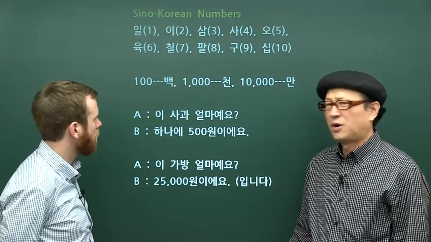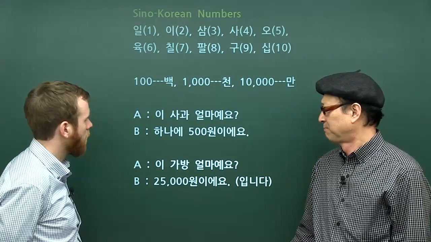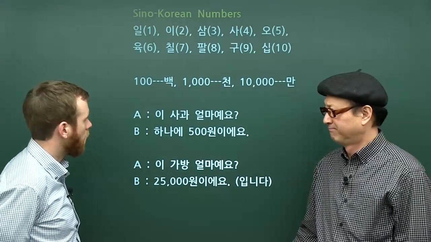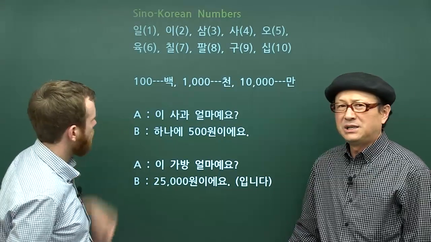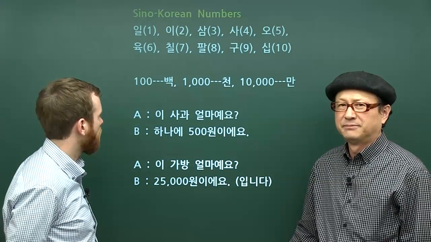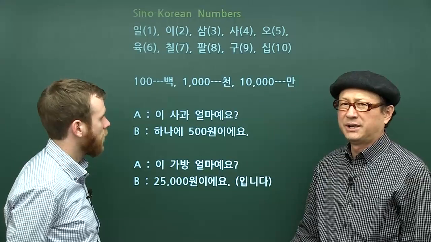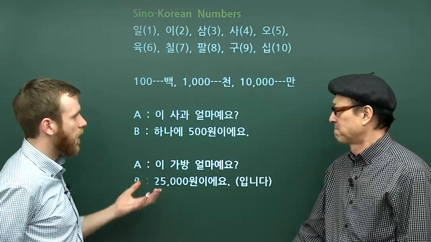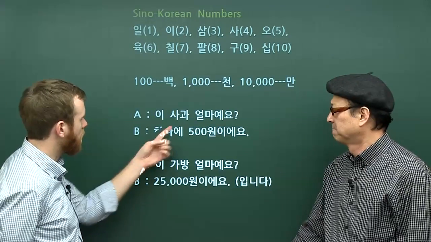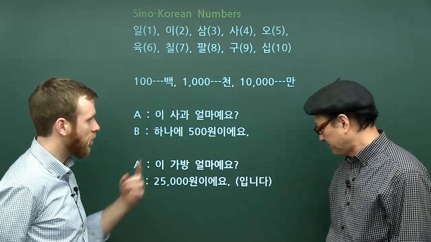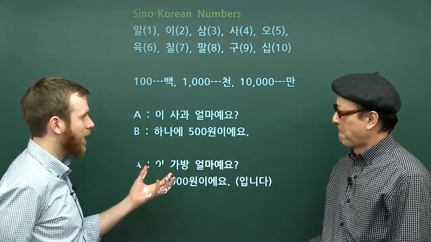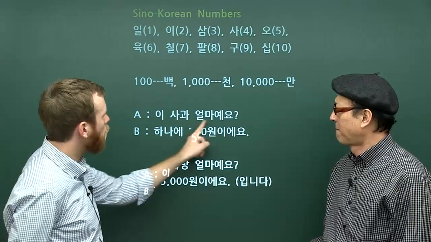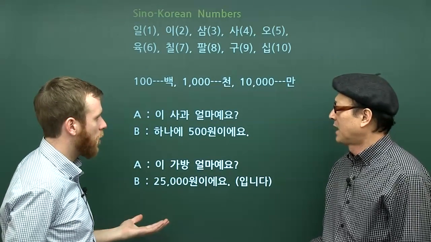이 사과 얼마예요? Okay. 하나에 500원이에요. Okay. One more time. 이 사과 얼마예요? 하나에 500원이에요. Okay. 네. So A says, how much is this apple? Or how much would this apple be? 네. So 사과 is apple. 이 is kind of this. So if I'm holding the apple or I'm pointing at the apple, I say, how much is this apple? 네. Okay.